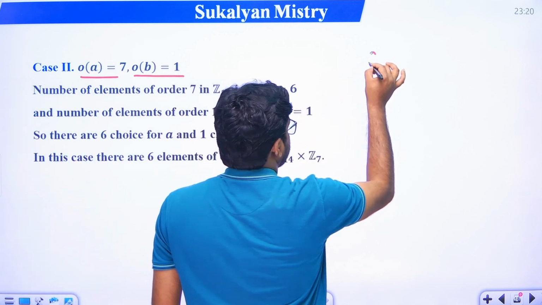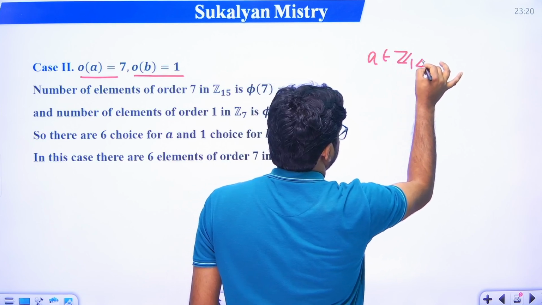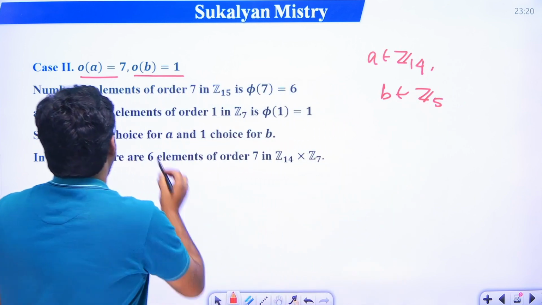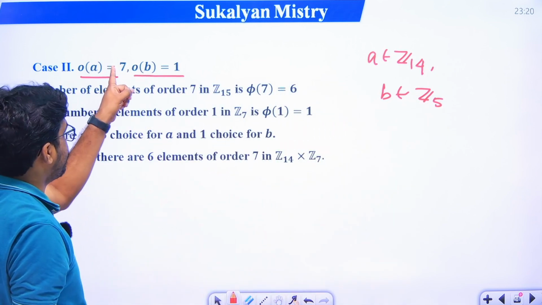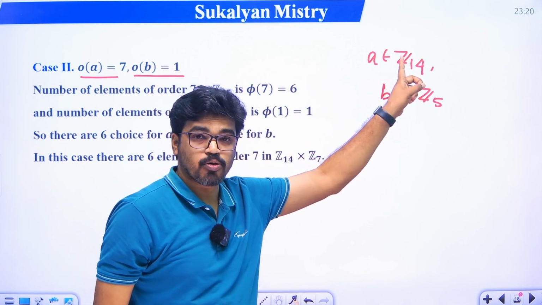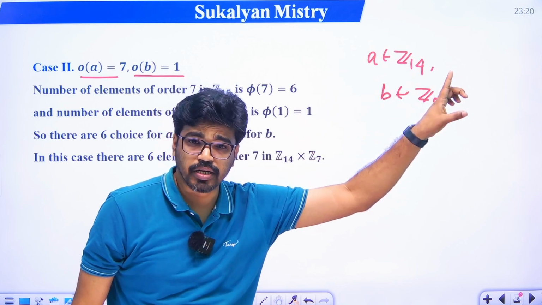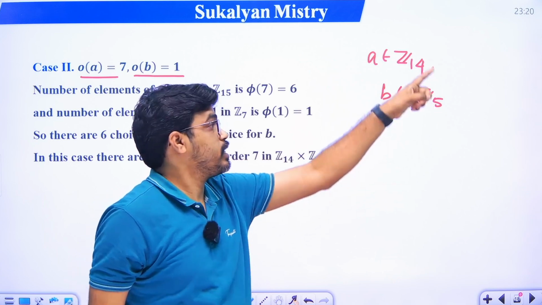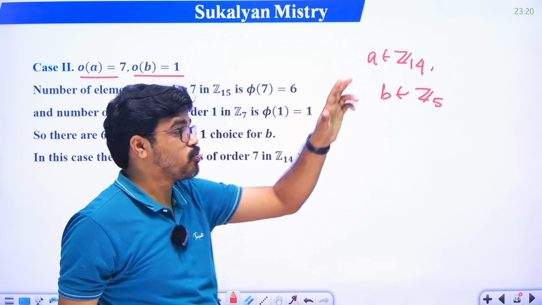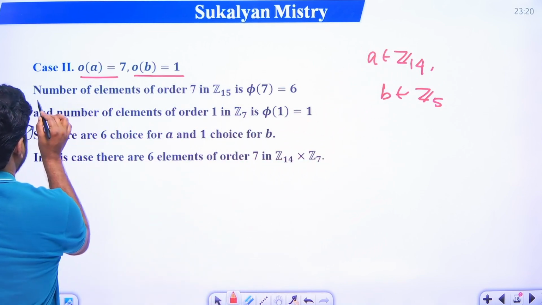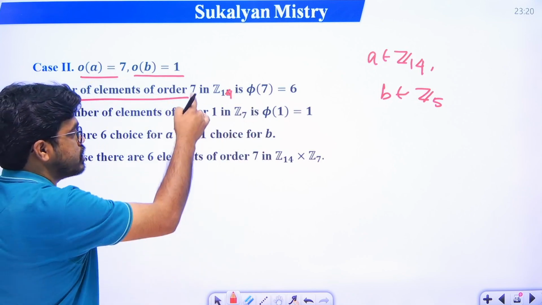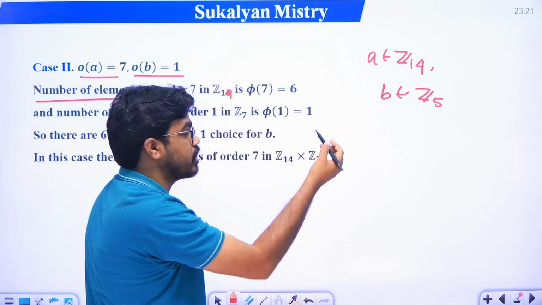A is an element of Z14. B is an element of Z7. Order of A is 7. How many elements of order 7 will there be in Z14? 7 divides the order of this group, the order of Z14 is 14. 7 divides 14. Z14 is a cyclic group, so the number of elements of order 7 in Z14 is phi 7. Phi 7 is 6.